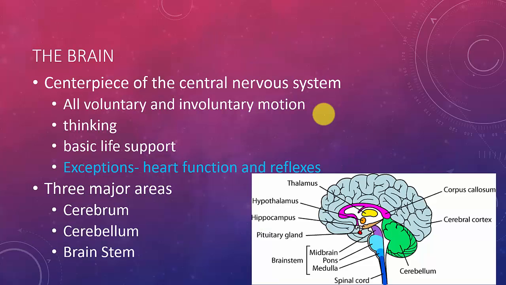The brain is the centerpiece of the central nervous system. So all voluntary and involuntary motion occurs and is controlled by the brain. All thinking occurs in the brain. All of our life support systems, so our breathing and our digestive processes, all occur within the brain. The exception of life support that does not occur primarily in the brain is the function of our heart and our reflexes. There are three major areas of our brain.